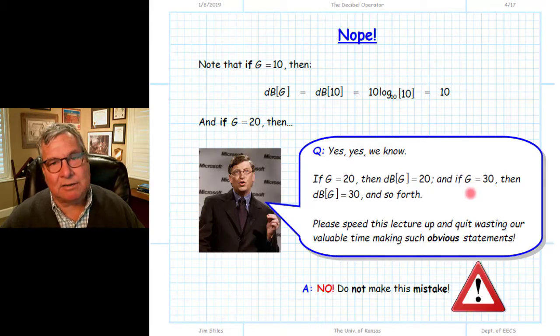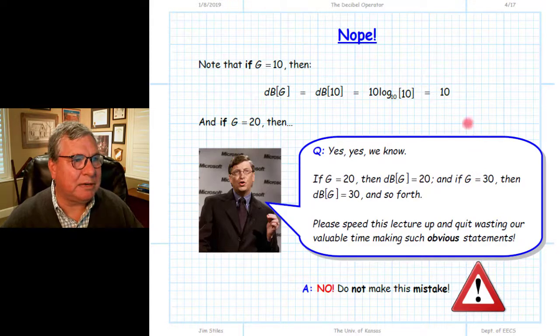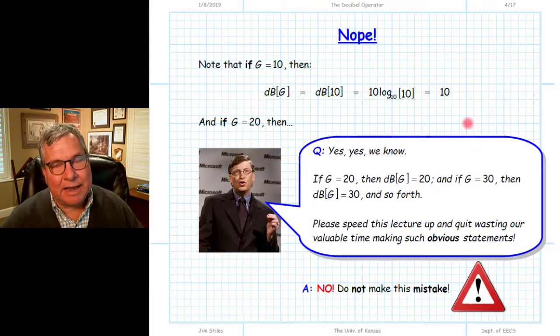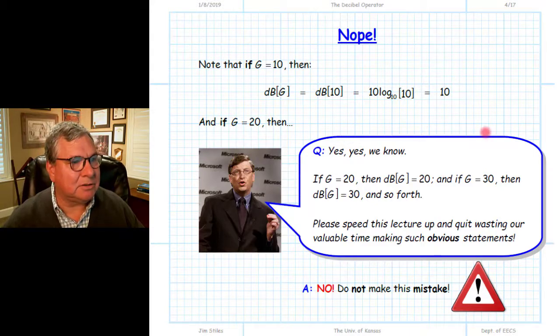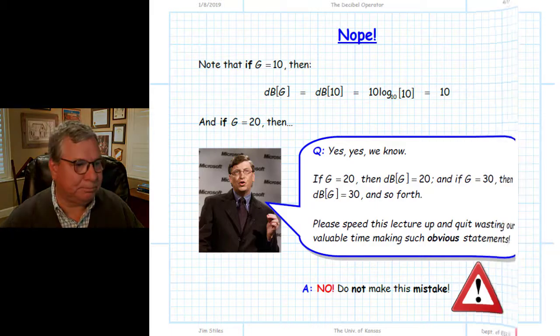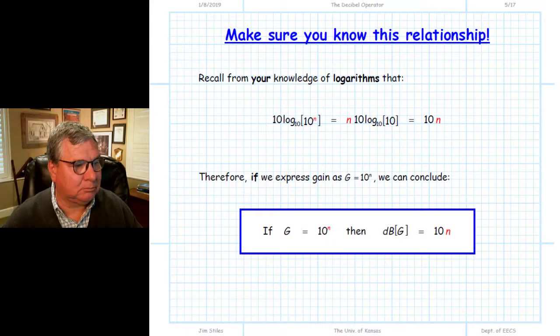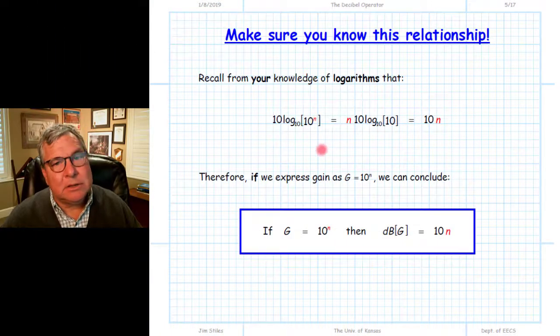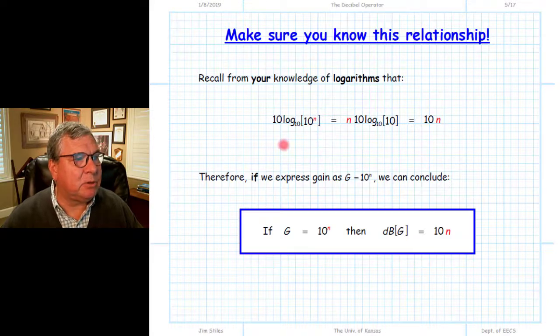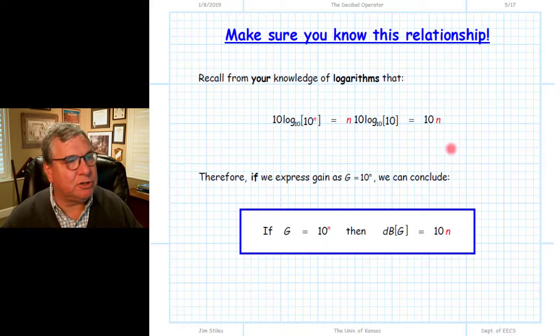And of course, this is not correct. If this were true, there would be no point in using the decibel operator. The distinction between the gain and its gain expressed with a decibel would be a distinction without a difference, and so we wouldn't bother. So make sure you don't make this mistake. So this is perhaps the most important mathematical relationship to keep in mind if we're using the decibel operator.